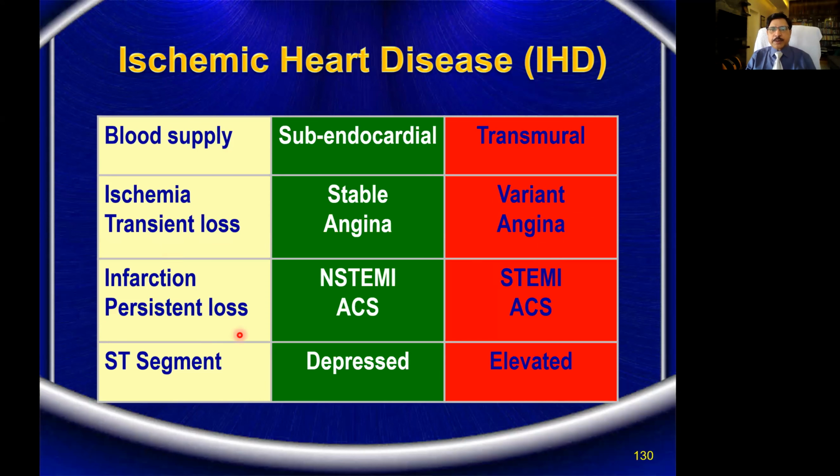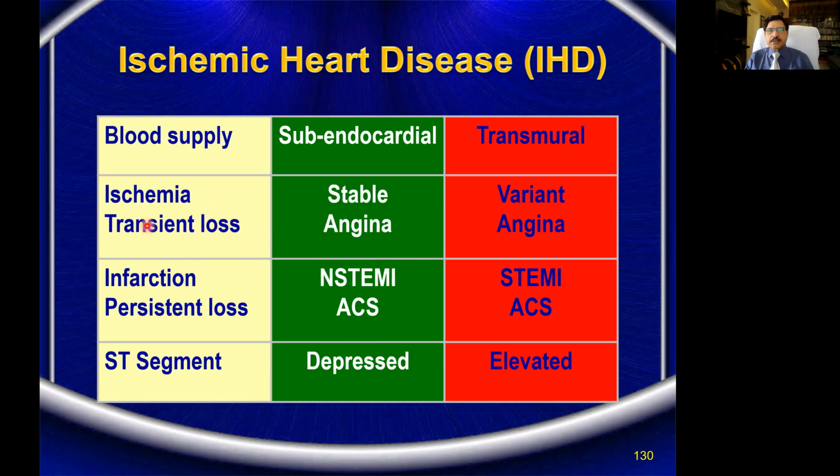Whereas if it is persistent, it leads to ST segment elevation myocardial infarction, which is also part of the acute coronary syndrome. So what will be my ST segment? It will be elevated. Understandable? Subendocardial ST depression, transmural ST elevation, subendocardial persistent, subendocardial transient. Subendocardial transient is stable angina. Subendocardial persistent is with infarction and injury, and enzymes are elevated. This is called non-ST segment elevation. This is also part of the acute coronary syndrome.